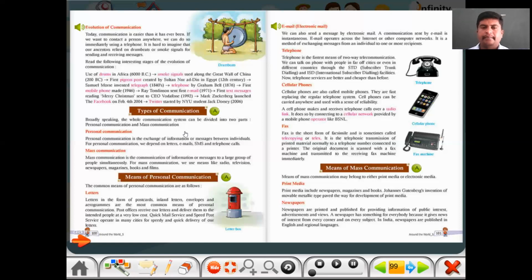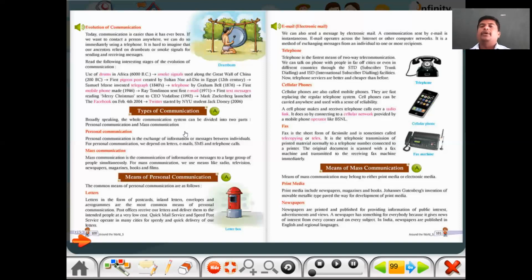Am I right? The post offices receive our letters and deliver them to the intended people at a very low cost. I think the post office is the office that deals with the lower cost of the people. It gives the best service to the people at a very lower cost. Okay, quick mail service and speed post service operate in many cities, and the letters have been very successful through the post offices.